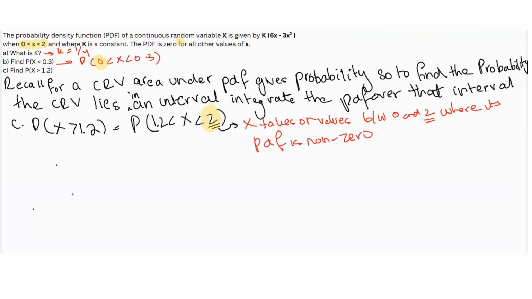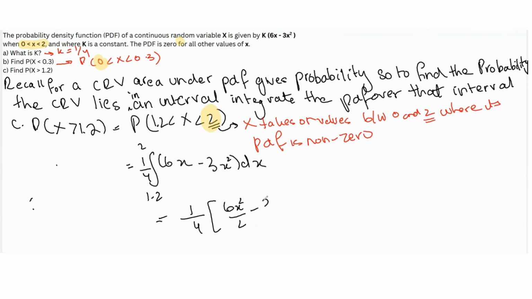That's what it means. So again, if we want to find any probability related to a continuous random variable using its PDF, we just integrate the PDF over that interval. So we integrate the PDF from 1.2 to 2. So we have 1 by 4 here, and then we have 6x minus 3x squared dx. The 1 by 4 is the value of k that we found. Again, you just have to integrate this. So this is just going to be 6x squared by 2 minus 3x cubed by 3, from 1.2 to 2.